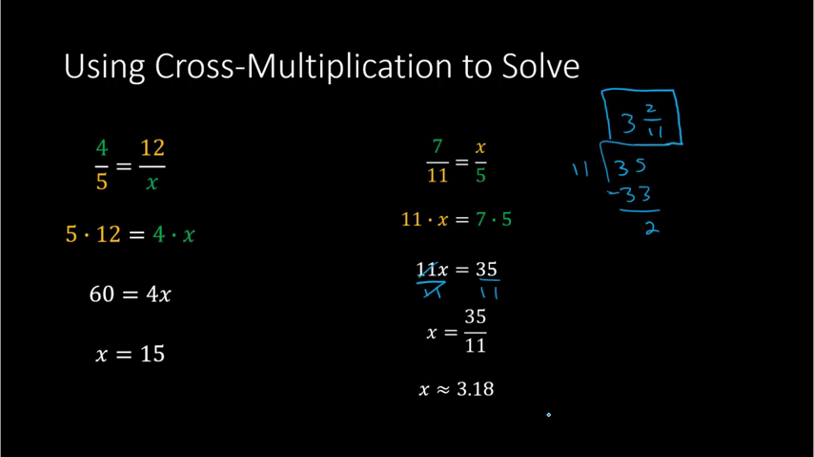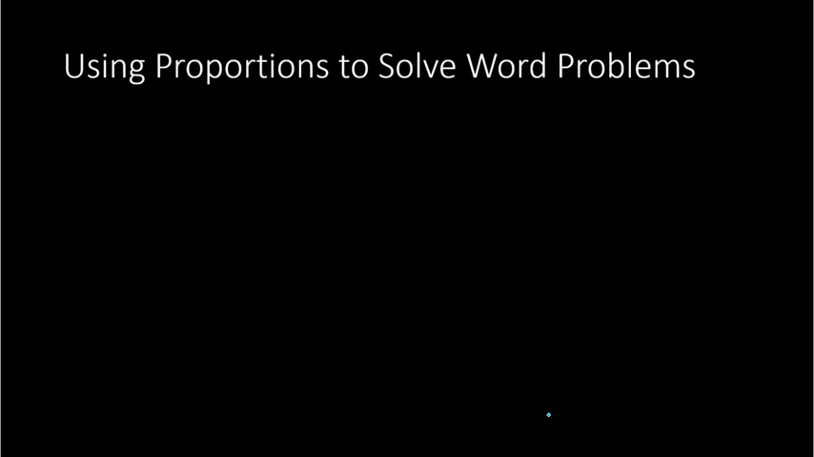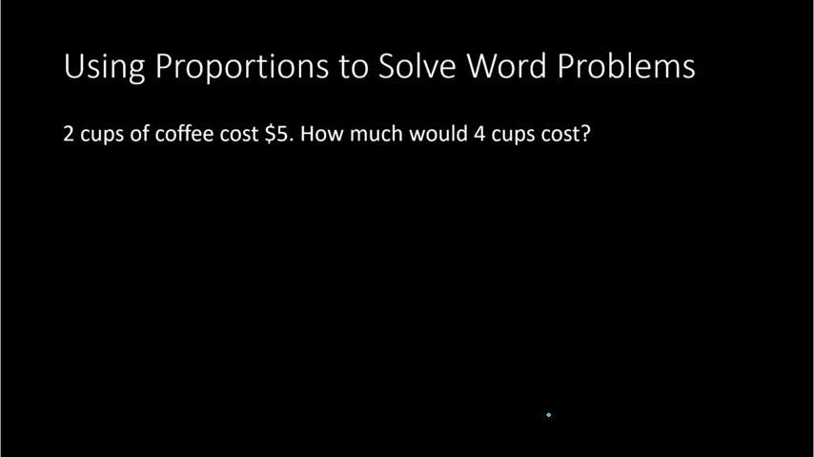Now, cross multiplying, like we said, is used to solve different equations, but we can also use this to solve word problems. So in real life, you can actually use this. And in my real life, I have indeed actually used this for different things. So the example here is 2 cups of coffee cost $5. And the question is, how much would 4 cups cost? So we're starting with a pretty basic one you could probably do in your head to show you how this works. And the next example is going to be a little more difficult.